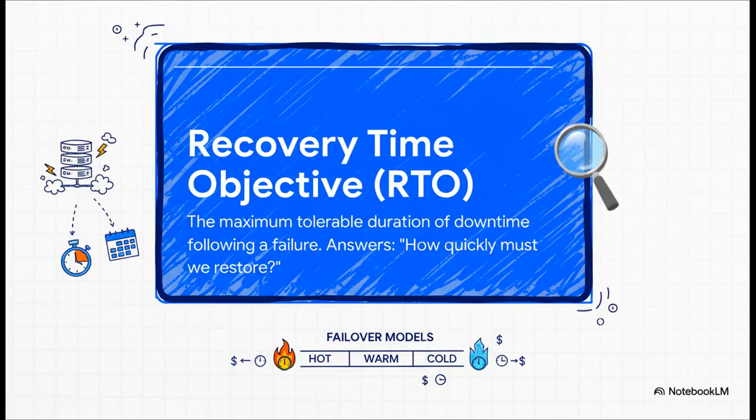Okay, so how do we even begin to solve that trilemma? We start by turning fuzzy business needs into hard numbers. The first one you absolutely need to know is the recovery time objective, or RTO. And let's be super clear. This is not a technical spec. It's a business question. The real question is, how long can we afford to be down before things get really, really bad? Are we talking seconds, minutes, hours? The answer to that question is going to drive our entire architecture.